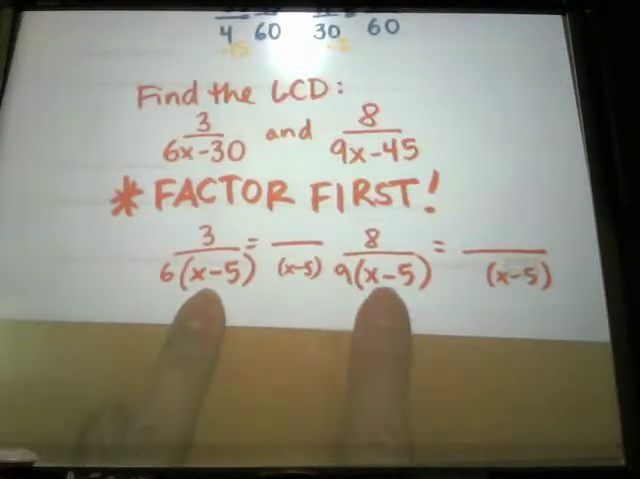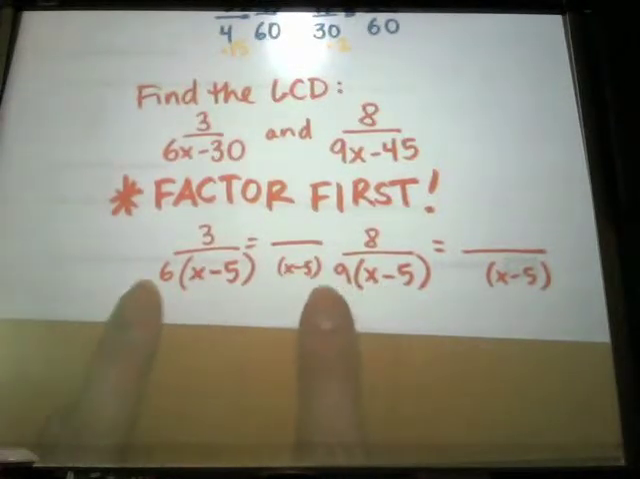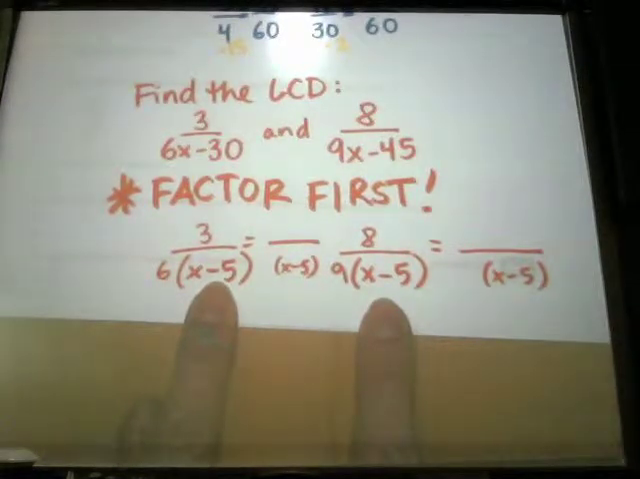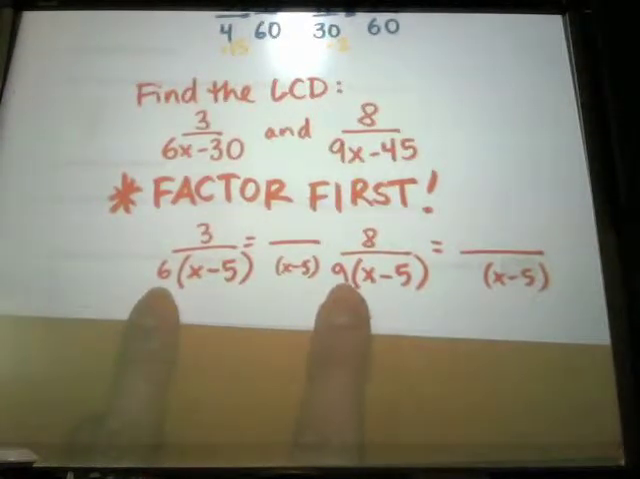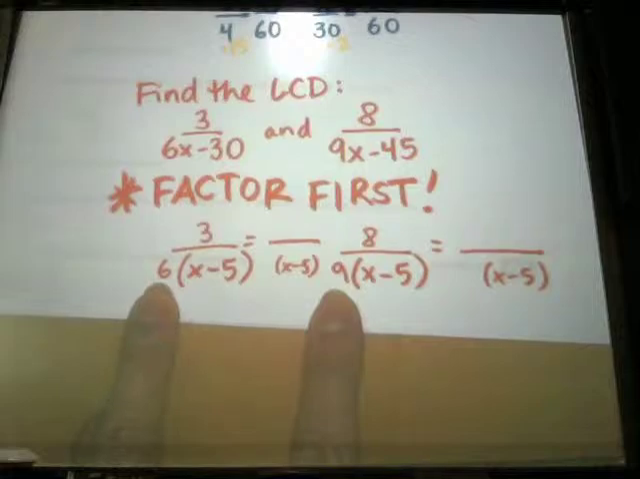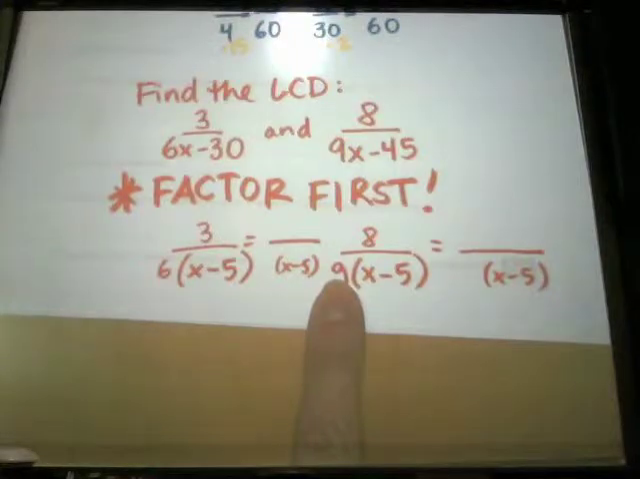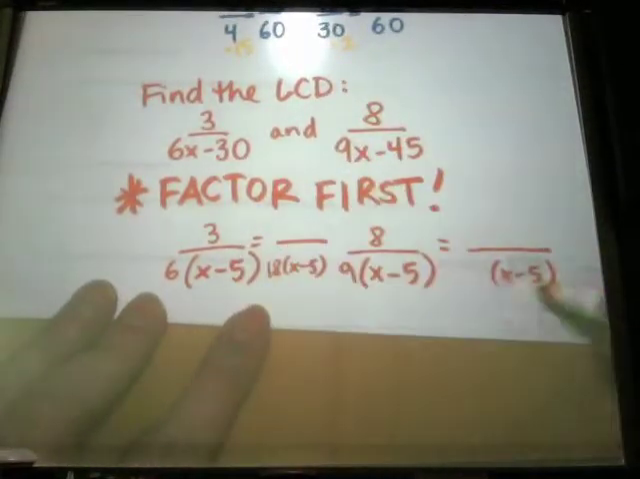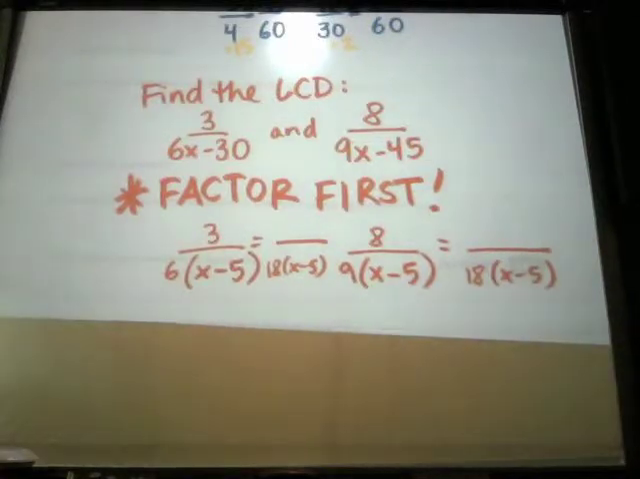Again, x minus 5 is already in both. So if I was going to make these have the same denominator, they already do with the x minus 5. The only thing that's different is the number. So I need to find the LCD for 6 and 9. Again, if you're not sure, take the bigger one and start listing multiples. 9, 18, wow, 6 goes into 18. Guess what? 18 times that x minus 5.